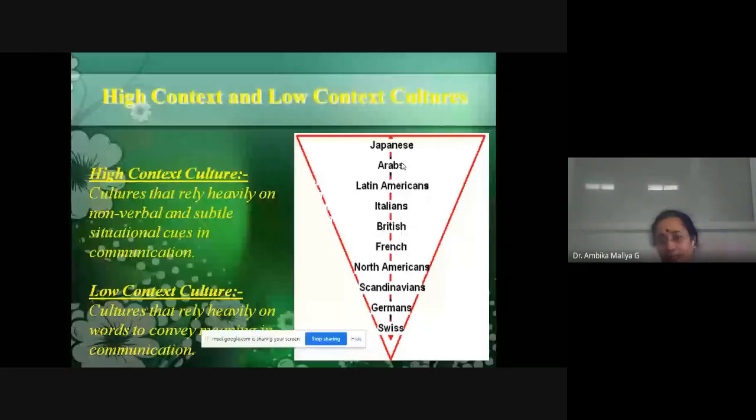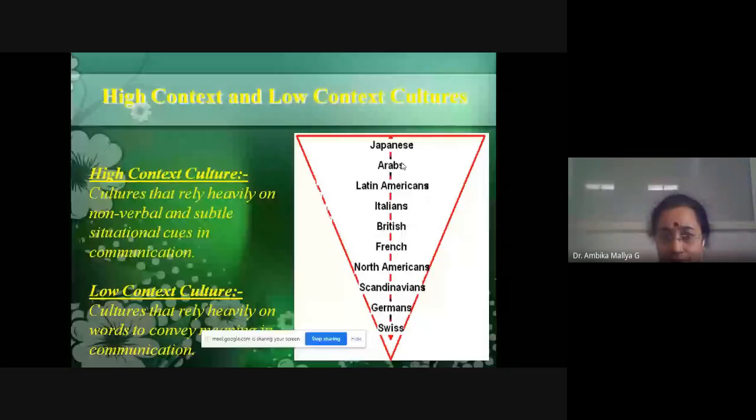So look at the picture over here. Japanese, Arabs, Latin Americans, Italians, British, French, till here, of course, these are very, very high context cultures. And these are very low context cultures. In a low context culture, they depend heavily on the spoken language rather than the body language. Here the body language is more important. The non-verbal clues and cues are the meaning.